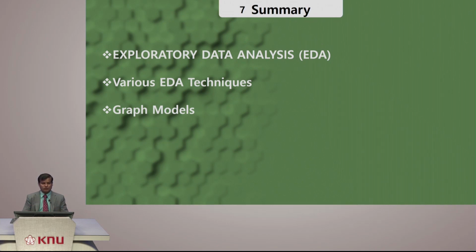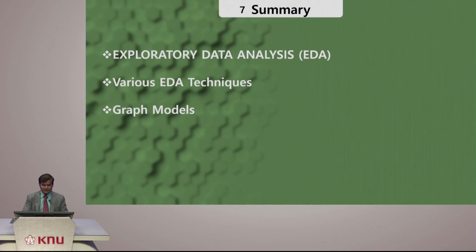We also talked about that if you want to know whether these features, the outliers, are important or not, you should have domain knowledge of the particular problem you are dealing with. And we talked about various EDA techniques, various graph models. There are a lot of models, and in fact we saw only a few of them in this lecture.